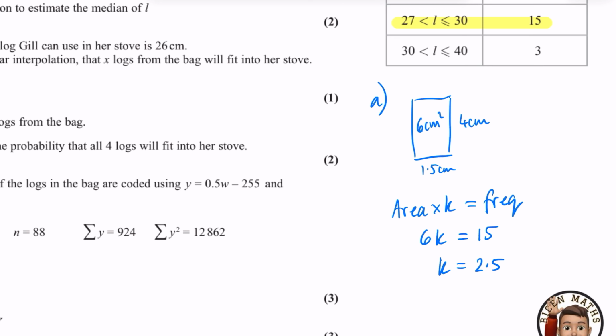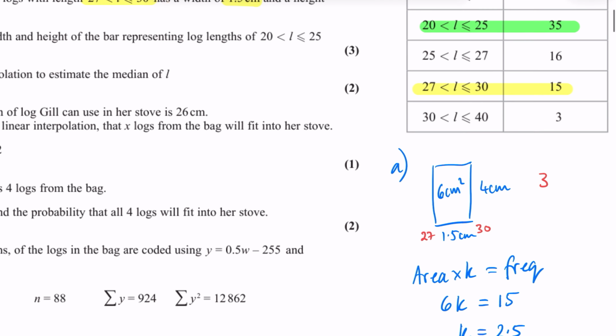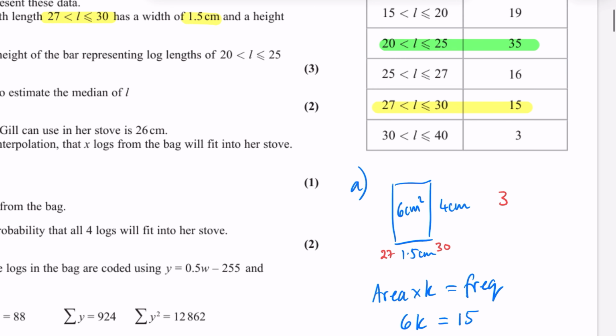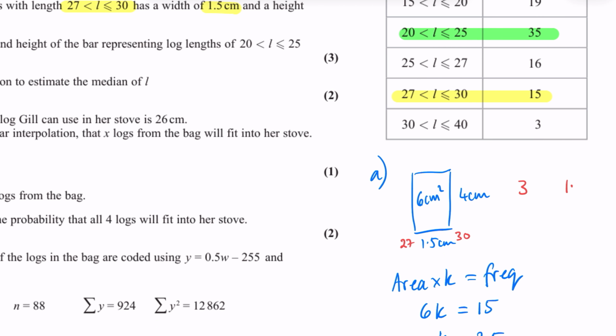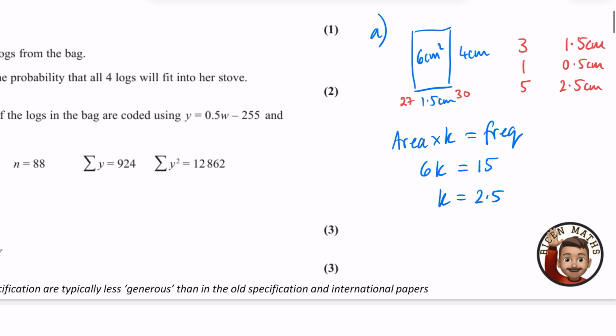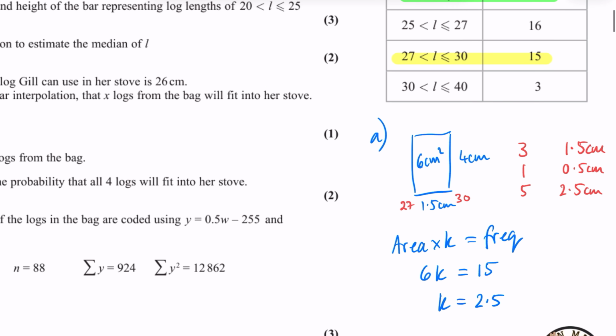And also we can see that this group is representing from 27 to 30. So our gap is 3 centimetres. So the 3 centimetres for the log is being represented by 1.5 centimetres. So one gap in this would be represented by 0.5 centimetres. So the one that we're looking at is this green one, the 20 to 25, meaning it is going to be 5 wide. 20 to 25 is a gap of 5, so that means the base is going to be 2.5 centimetres. So if I draw this here, the base is 2.5 centimetres.